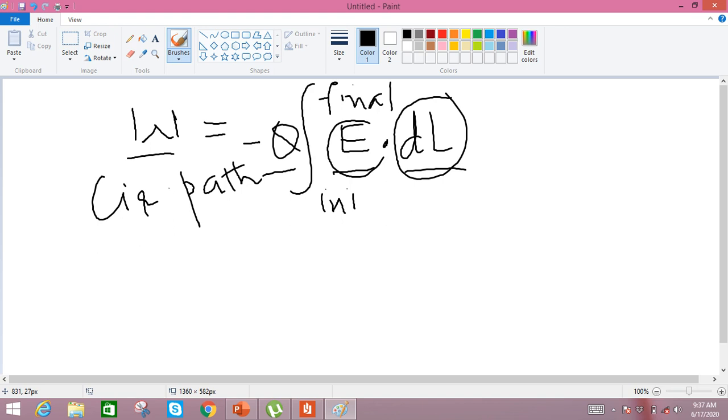Similarly, if I choose the radial path, I must know the electric field intensity due to an infinite line charge, because I have selected a line charge. I must know dl and I must know q and the initial point and a final point. Then I can easily calculate the work done.